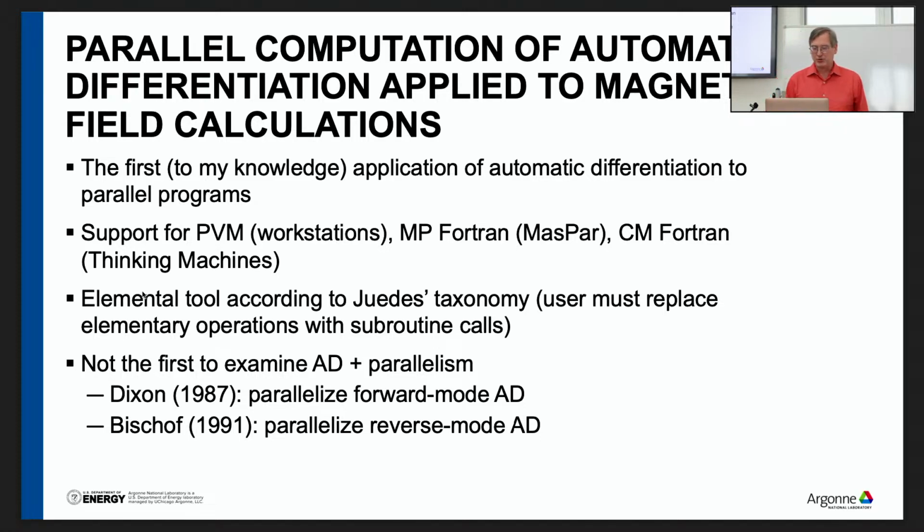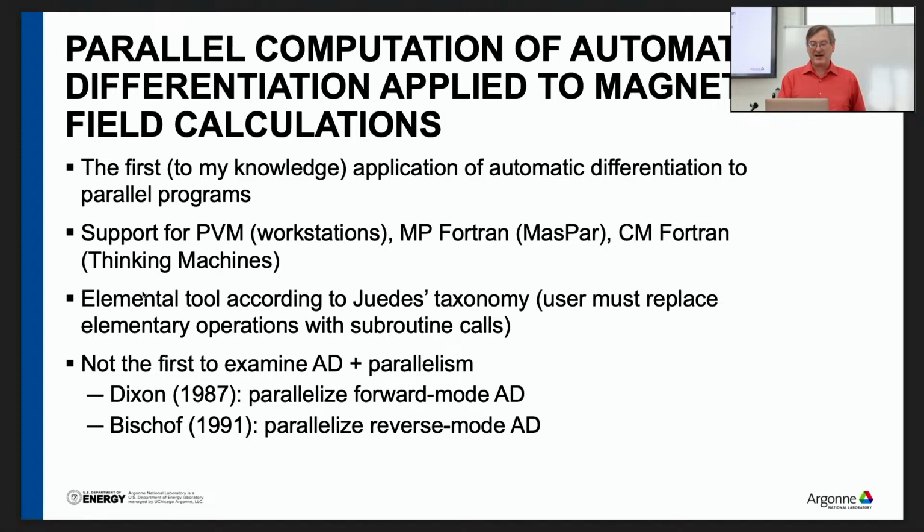This was an elemental tool according to the David Juedes taxonomy. The user had to replace all elementary operations with subroutine calls. So every place in your program that you had an addition, you had to replace that with a subroutine call to add, or whatever it was called, and every time you had a multiplication, you had to replace that with a subroutine call. So it was a little bit hard to use. For many of these tools, there were supplementary tools to try to support that process and make it a little easier for the user. But it was a very basic level of automatic differentiation.